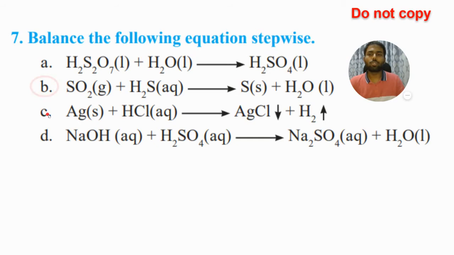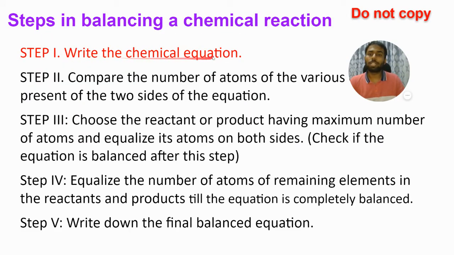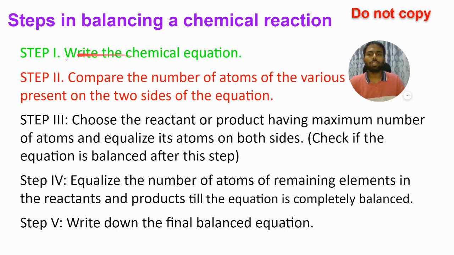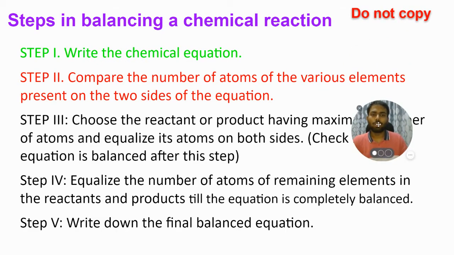Okay, so let us look at the second one first. So what does the first step tell us? Write the chemical equation. So that I have done. It's very simple step. You only have to write the chemical equation. Next, first step is done. Second step, what is the second step?